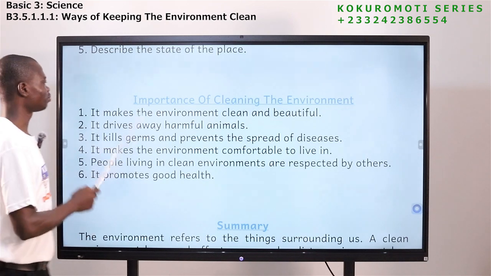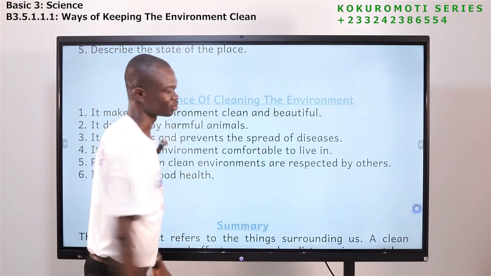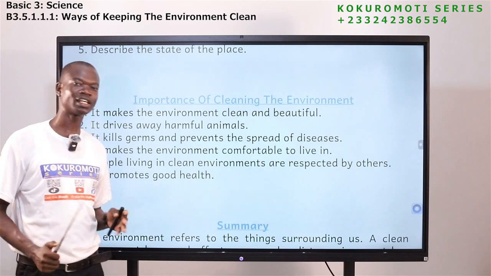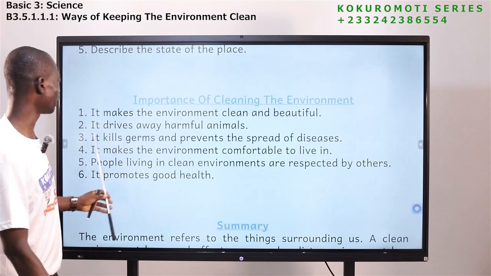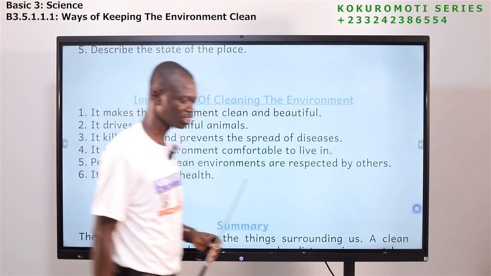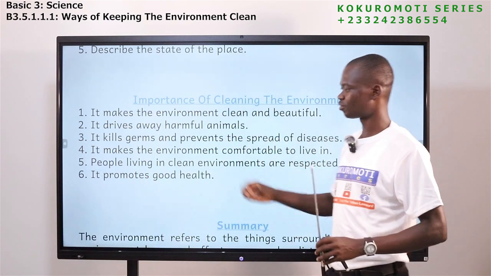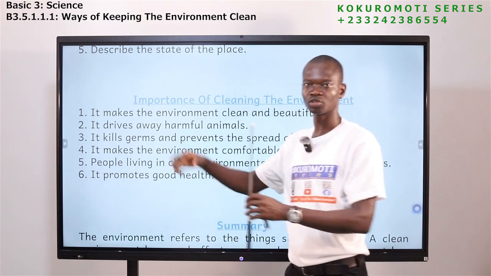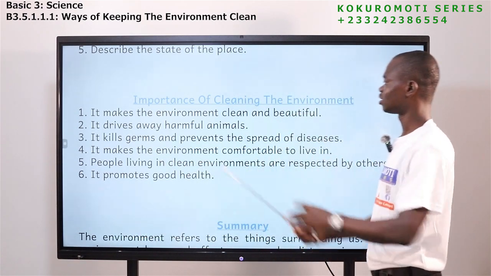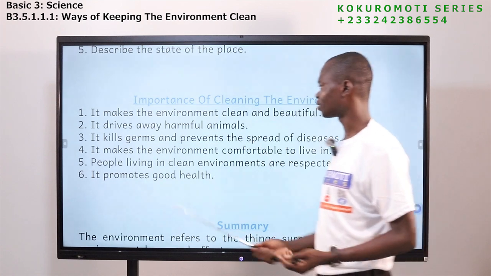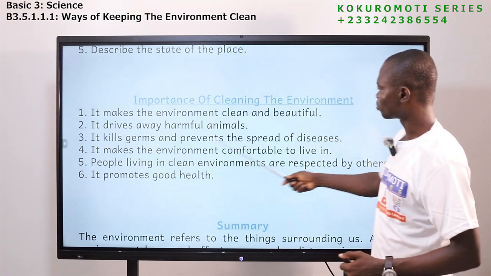One, it makes the environment clean and beautiful. So if you clean your environment, the environment will become clean and what? Beautiful. Two, it drives away harmful animals. So if you weed, if you scrub, if in fact you remove the silt or choke gutters, you see that all the harmful animals will be hiding. They will go away, they will run away. It kills germs and prevents what?